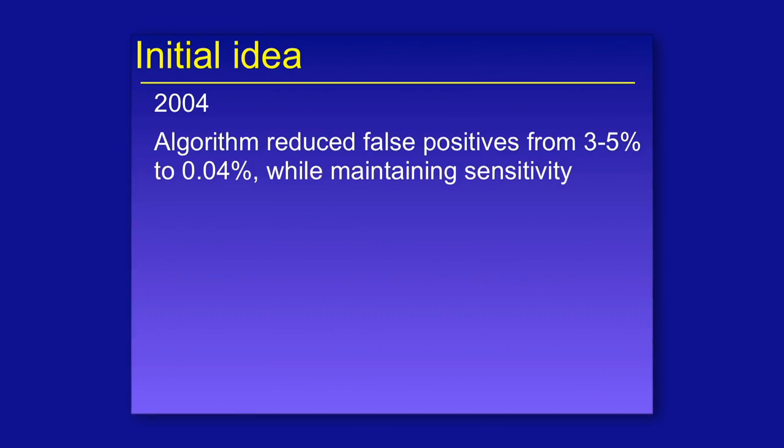not very intensive. So the algorithm reduced the false positive rate from 3 to 5% down to 0.04%. So almost a hundredfold improvement. And I should say that this is while maintaining the sensitivity to atrial fibrillation. And also, since 2004, there have been improvements on the algorithm above and beyond this. So it's even better now than it was then. But that was pretty spectacular in terms of the improvement.